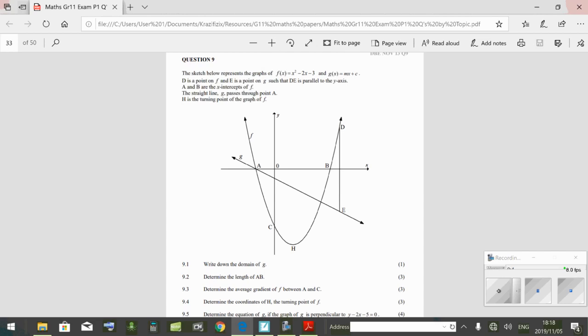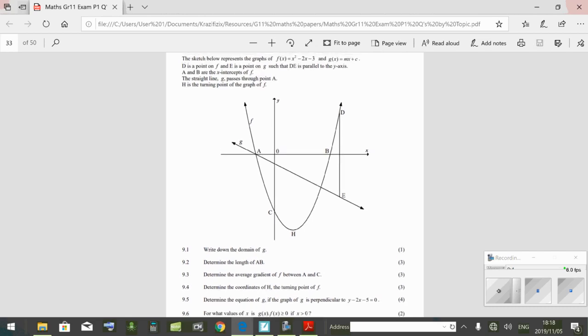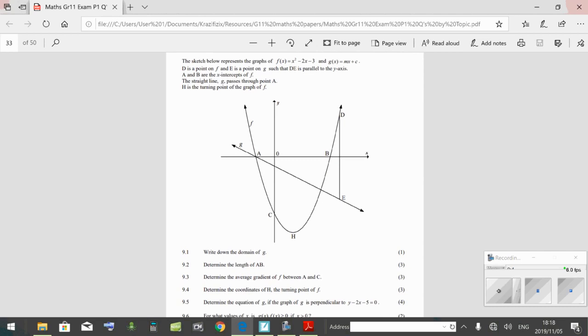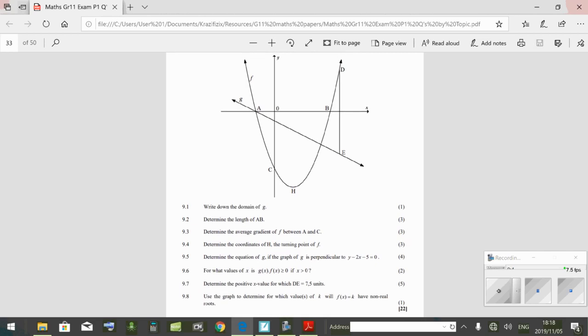D is a point on f. Let's look for D and decide, okay, there is D there. And E is a point on G such that DE is parallel to the y-axis. Please refer to part 1 where I explained what it means for a line to be parallel to the y-axis or perpendicular to the x-axis. A and B are the x-intercepts of f, as you can see evidently. The straight line G passes through point A. H is the turning point of the graph of f.